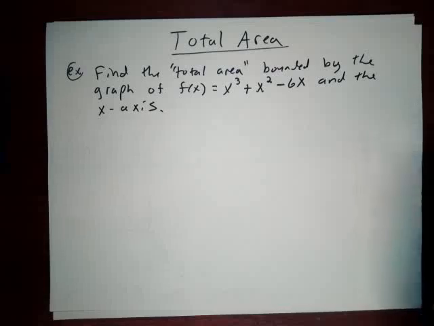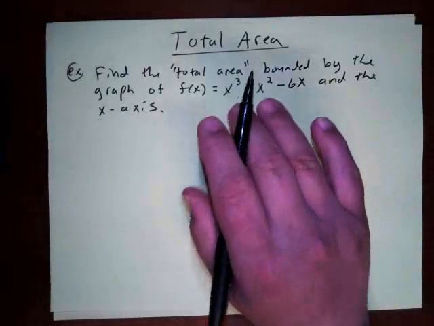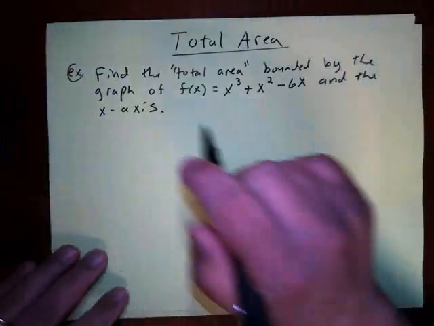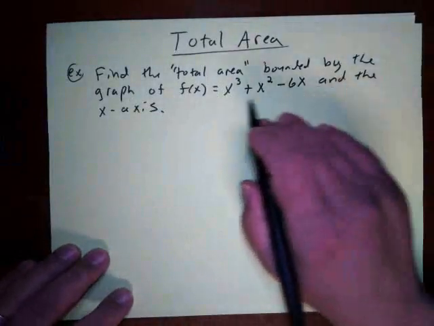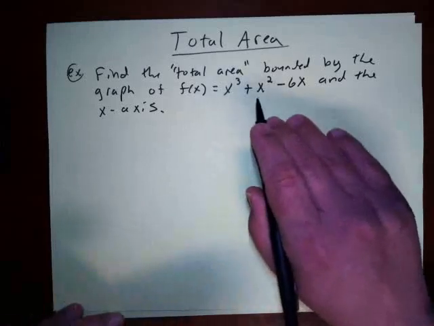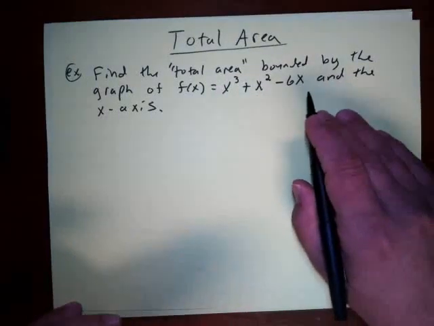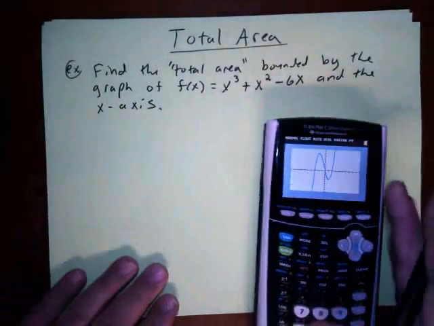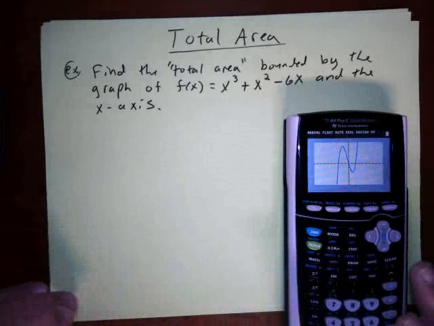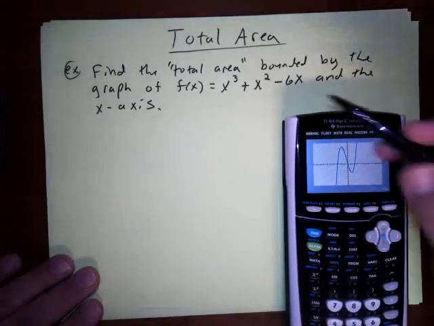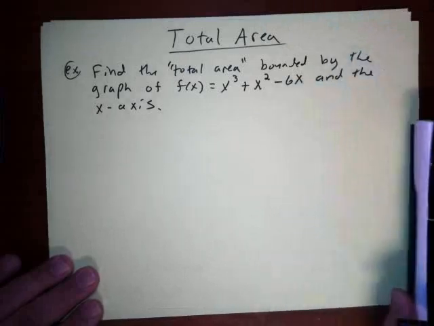We're now going to use the definite integral to find what I call the total area. Total area in quotes here. Find the total area bounded by the graph of f of x equals x cubed plus x squared minus 6x and the x-axis. So let me show you what I mean by total area and why I put that in quotation marks. So here is the graph of the function that it's talking about.